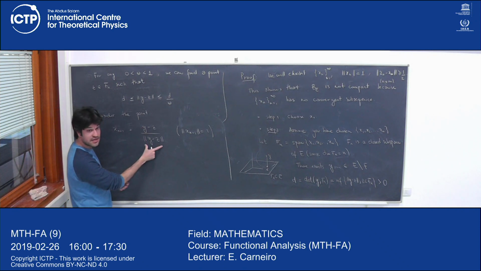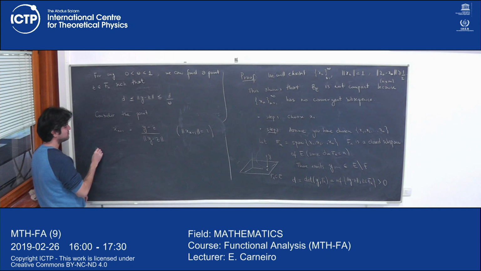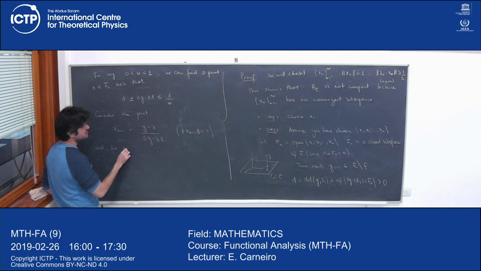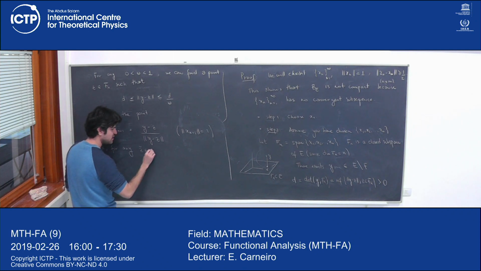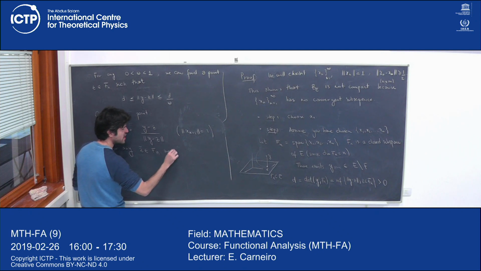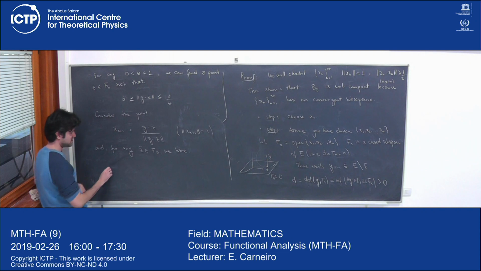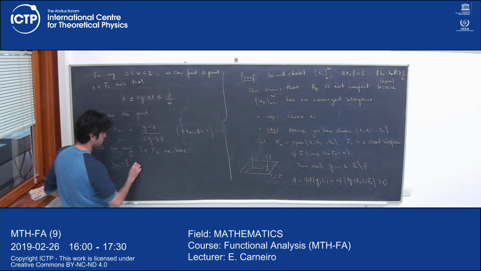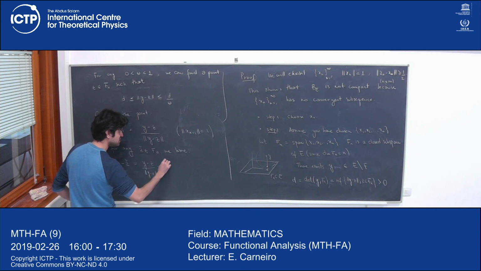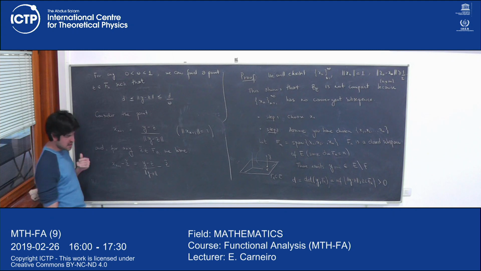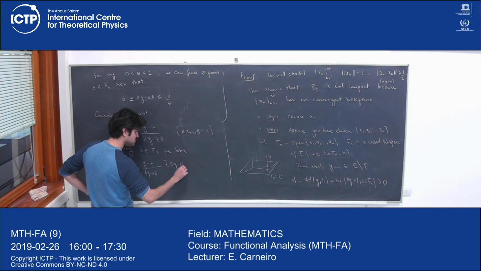I'm taking a vector and dividing by its norm, so this has norm 1. And for any z tilde in your subspace Fn, let's compute the distance: xn minus 1 minus z tilde is equal to y minus z over the norm of y minus z, minus z tilde. I can multiply here up and down by this number.